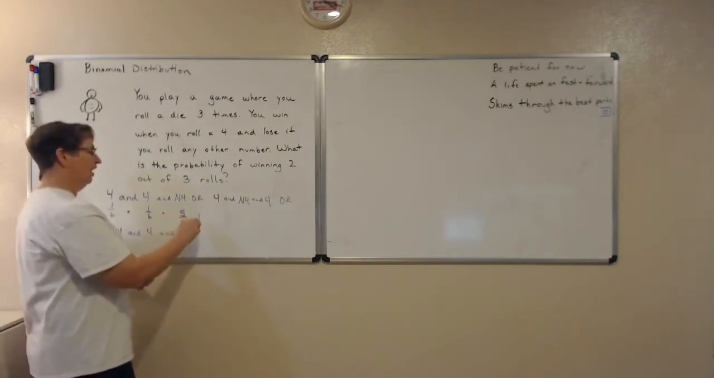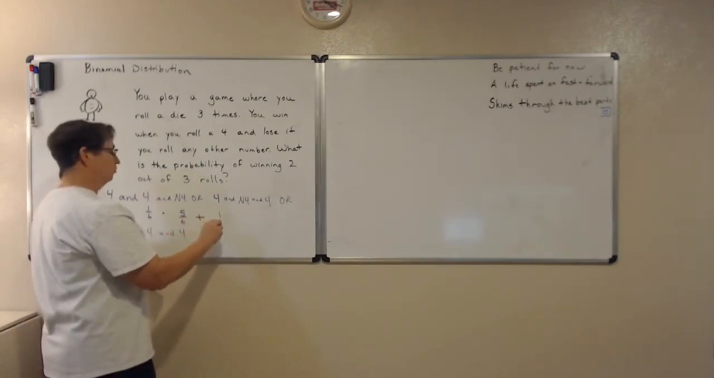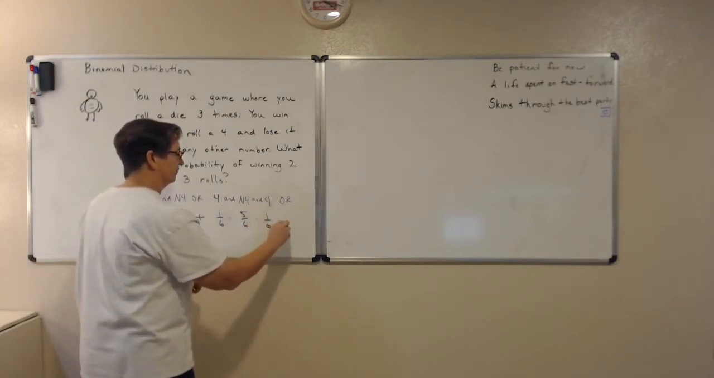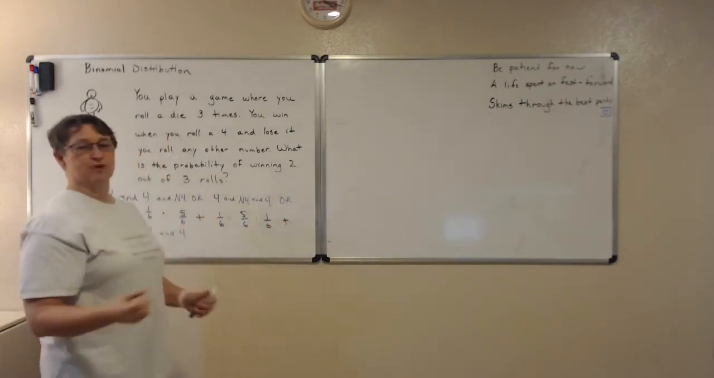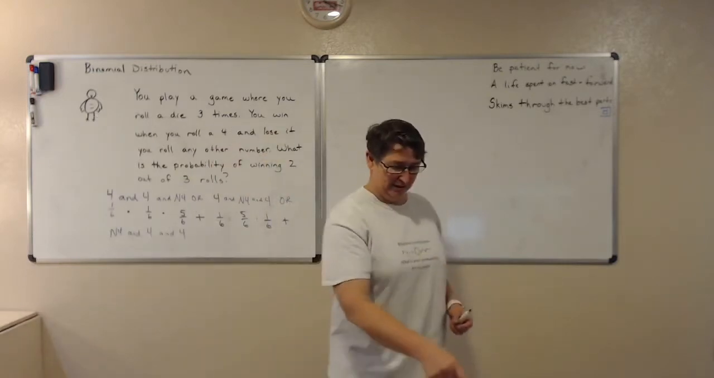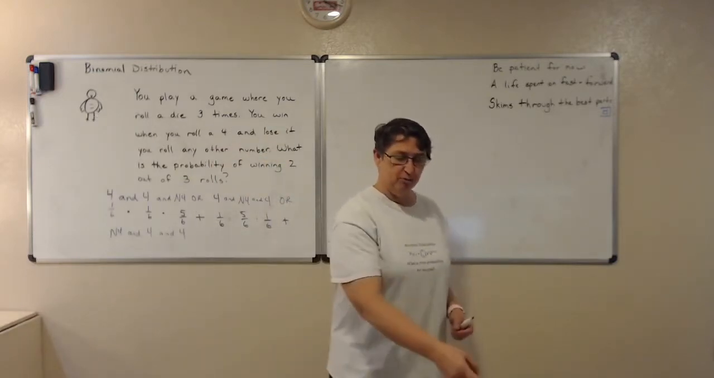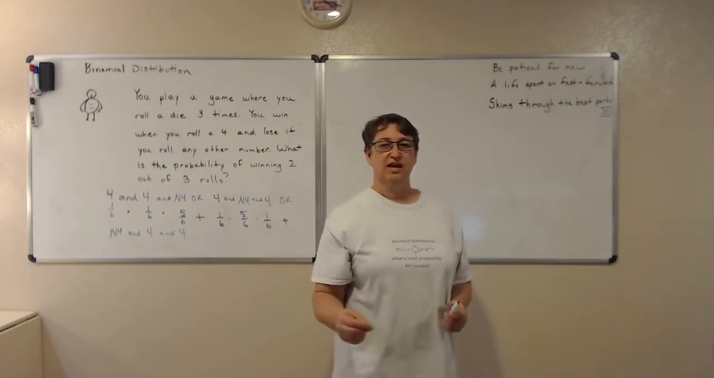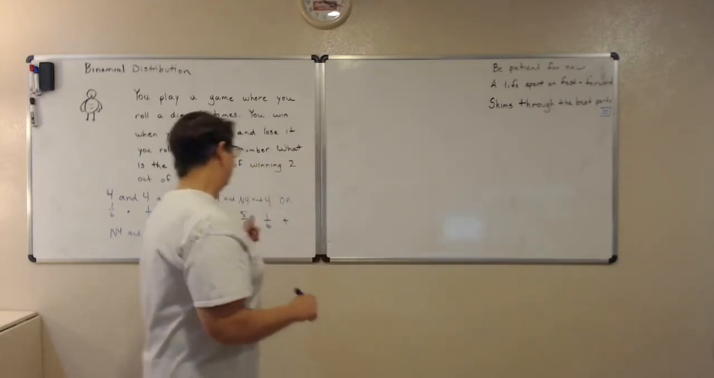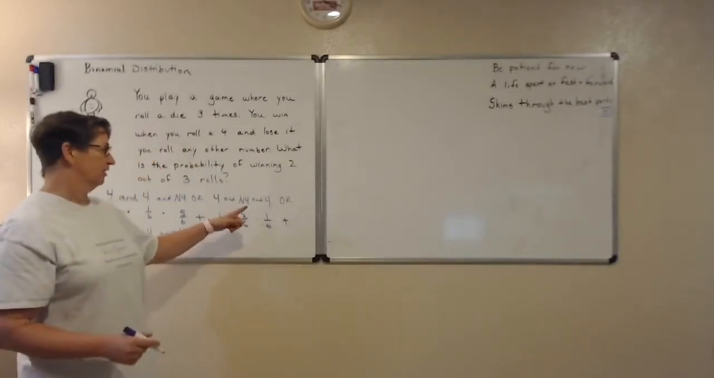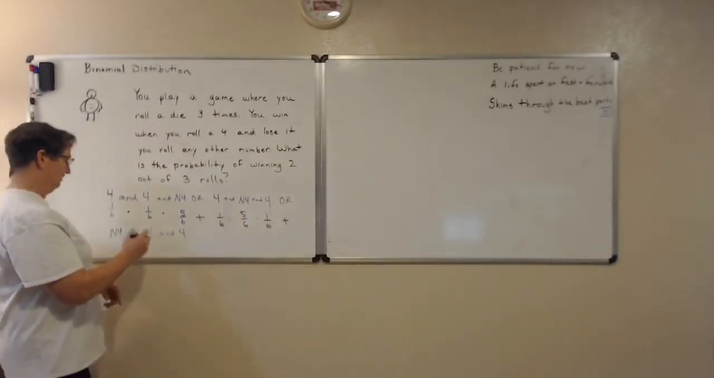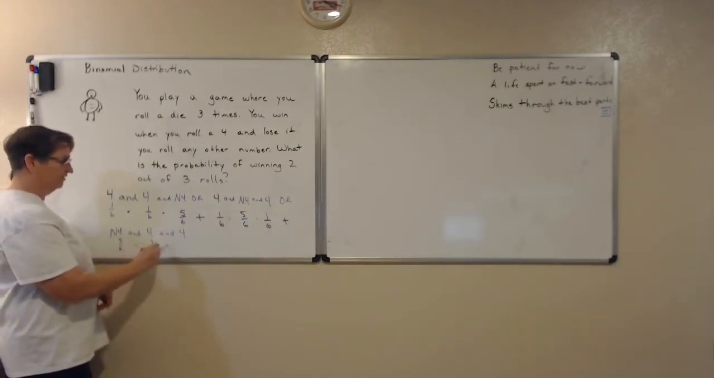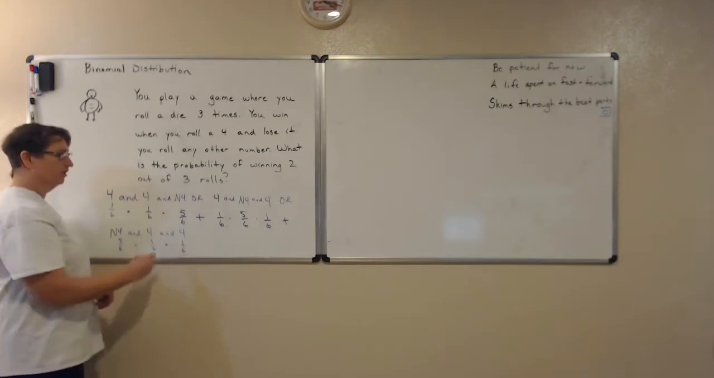All right, now I'm going to multiply, and I've got 1/6 and 5/6 and 1/6. Notice that every time I roll that dice, the probability that I roll a 4 on each roll is going to stay the same. It's going to be 1 out of 6. And the probability that I don't roll a 4 is going to be 5 out of 6. So here I've got 5 out of 6 and 1 out of 6 and 1 out of 6.